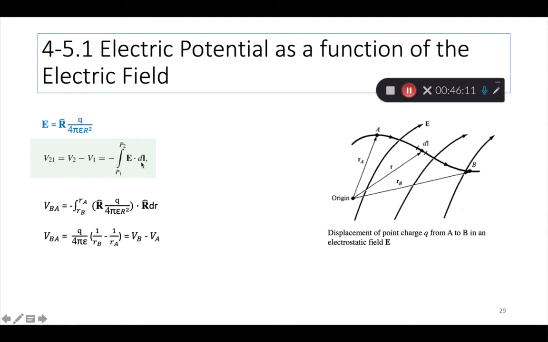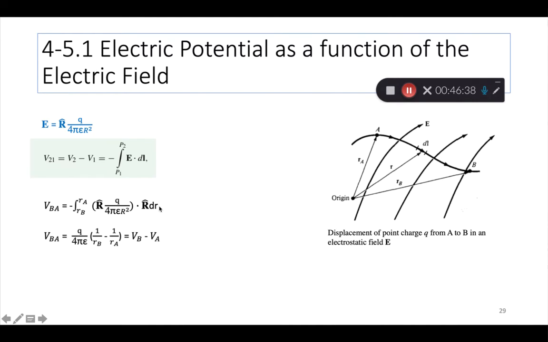So for the total voltage from A to B, you apply the integration of E dot dl, and that voltage between A and B, VBA, is shown as minus the integral from B to A of the field intensity multiplied by dl, so E dot dl. So you can see that is another way to derive VB minus VA.